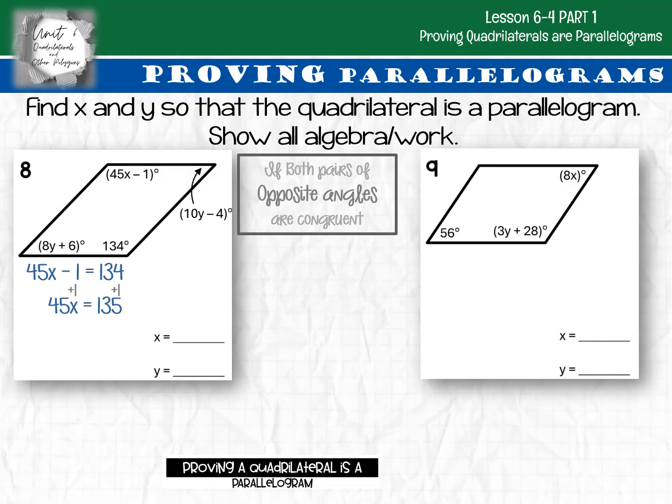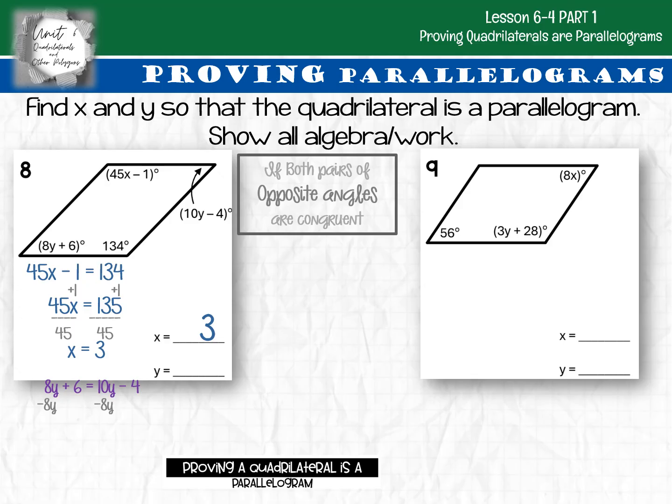Add 1 to both sides. 45x equals 135. Divide by 45 and x is 3. Okay, so x would have to be 3. Let's figure out what y is. We're going to need to set those two expressions with the y's equal to each other. So 8y plus 6 would have to equal 10y minus 4, because we're trying to force it to be a parallelogram.